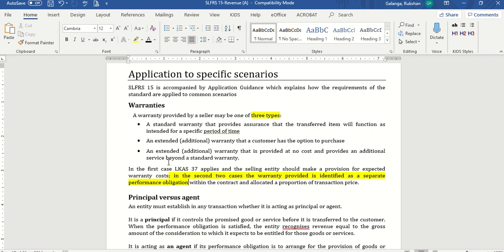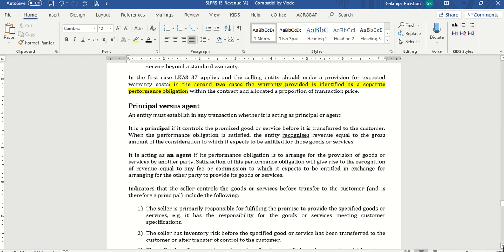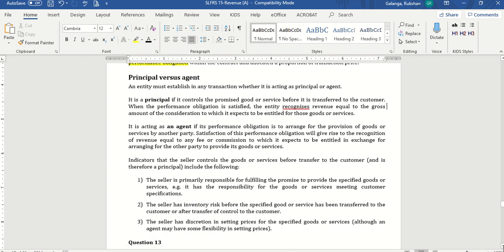So when you allocate your transaction price, be careful about that additional performance obligation as well. So remember, that is very important when it comes to the warranty. You want to see what sort of a warranty the customer has been given, right? Okay. Second one, the principal versus agent.